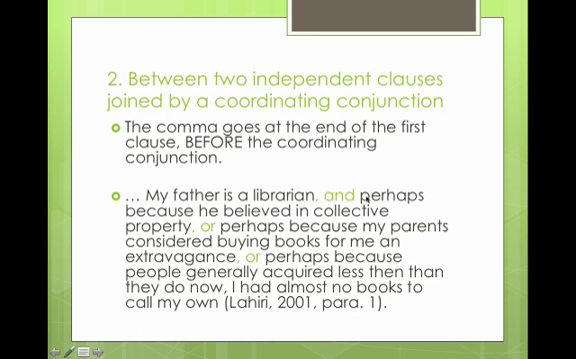We can see we've got a clause here, perhaps because he believed in collective property. We know it's dependent because of this because. And then we've got another repetition. We've got or perhaps, so another coordinating conjunction with a comma before it. And then we've got another one, same form again. So you can see that she's following this pattern of repetition. But in each case, she includes the comma before the or the and. So canonical use of the coordinating conjunction goes with the comma rule.